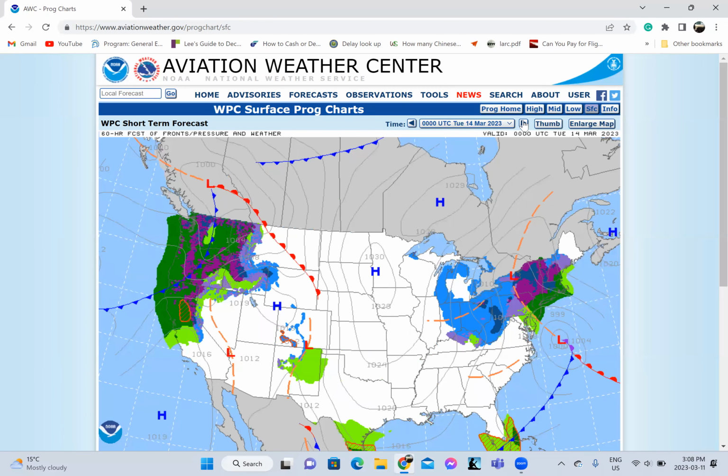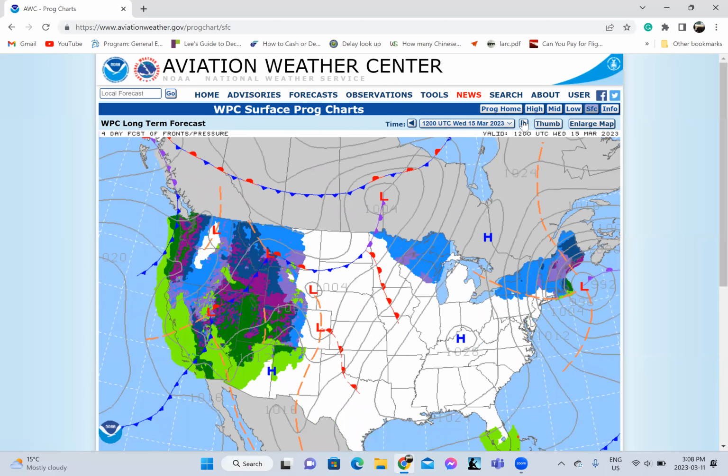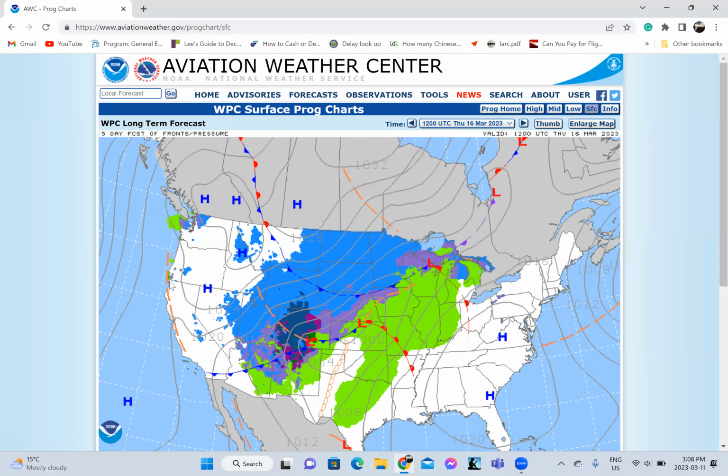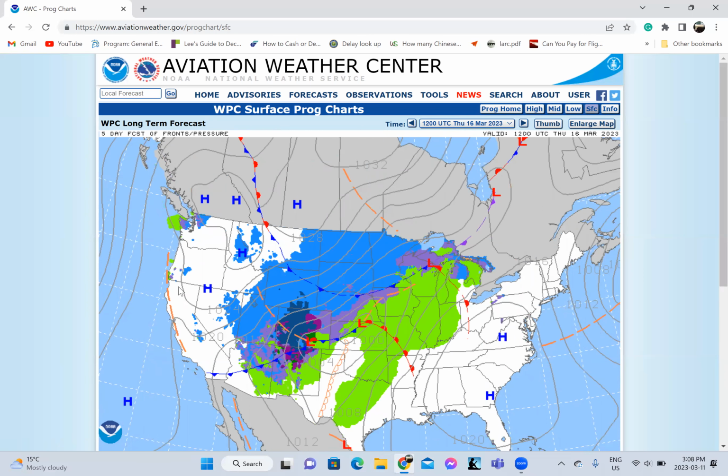And now the question for me is I want to see when it clears up. And as you can see, it's saying that it's on Thursday when things clear out. So here you go. This is 1200 Zulu on Wednesday. This is 24 hours later.